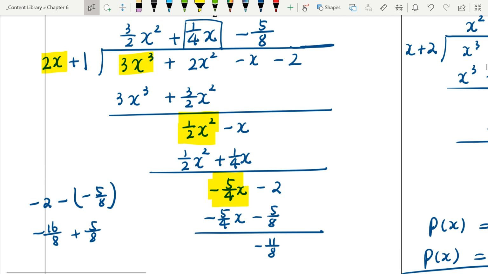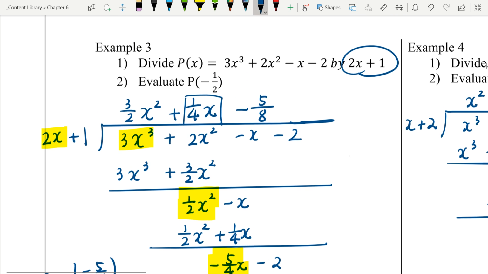Have a think. When you divide by a linear, your remainder must be a constant. Your remainder won't involve x, because if you still have x, you can still divide by the linear. So the remainder must be minus 11 over 8. Okay, so the remainder is this one.